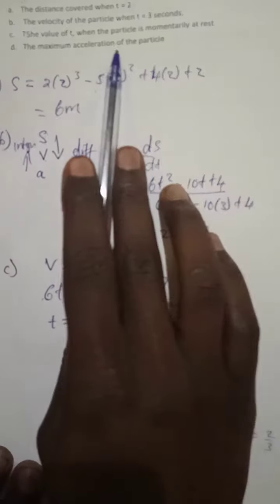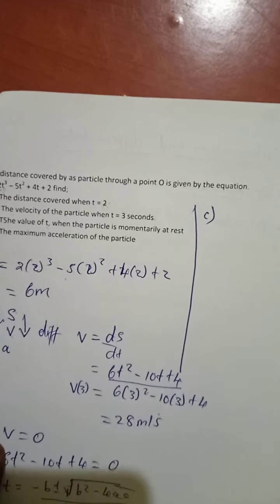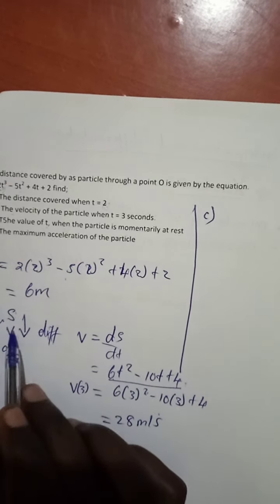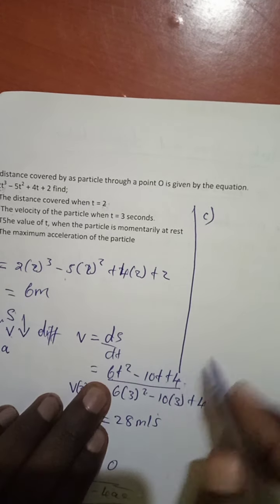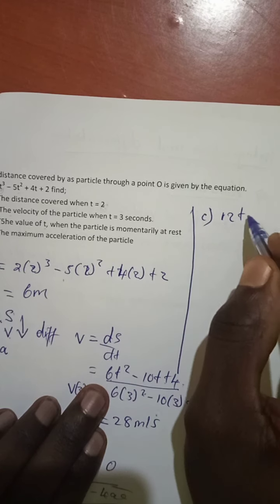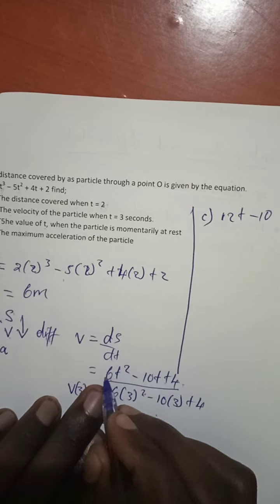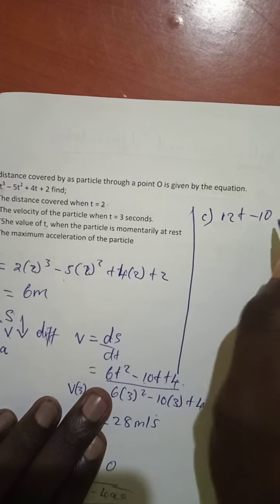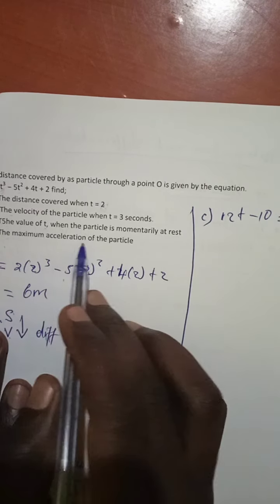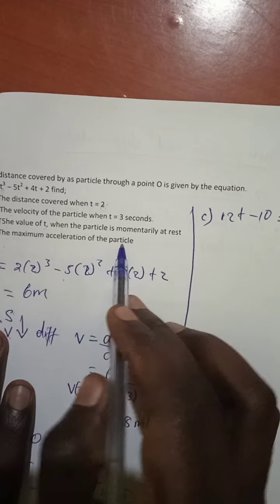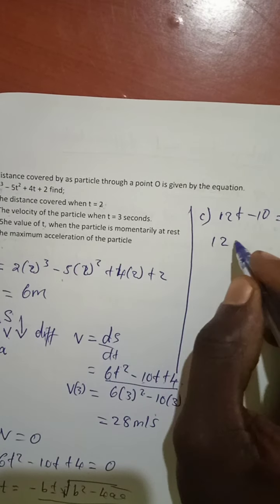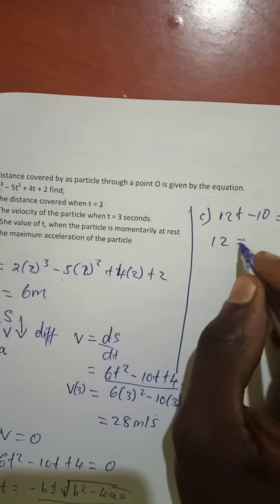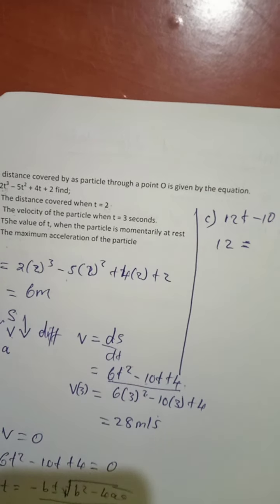Then the maximum acceleration of the particle. You have the function for velocity here. To move from v to a, you differentiate once. Differentiating this gives us 12t − 10 for acceleration. Then they want the maximum acceleration of the particle. For maximum acceleration, you also differentiate this one, then find the value of t. Differentiating this leaves you with 12 − 0, so 12 is the value you'll be left with.